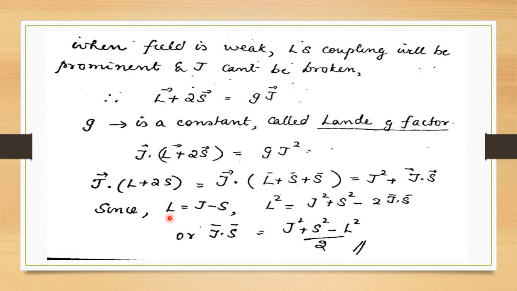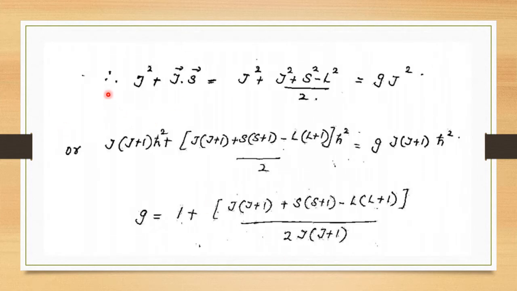Now, what is L? L is equal to J minus S. So, what is L square? L square will be equal to J square plus S square minus 2J dot S. From that, J dot S is equal to (J square plus S square minus L square) by 2. So, we get the value of J dot S. Now, therefore, J square plus J dot S is equal to J square plus (J square plus S square minus L square) by 2.